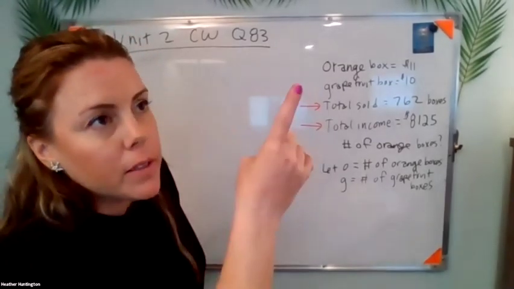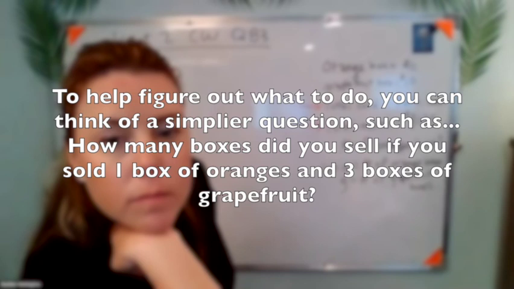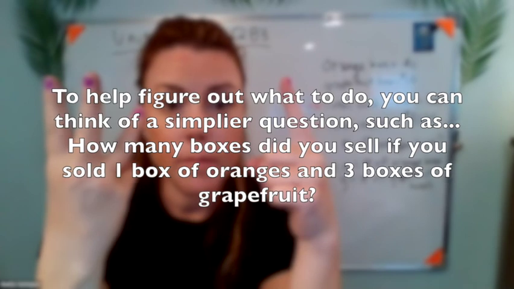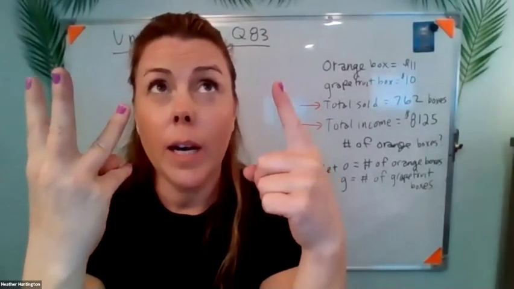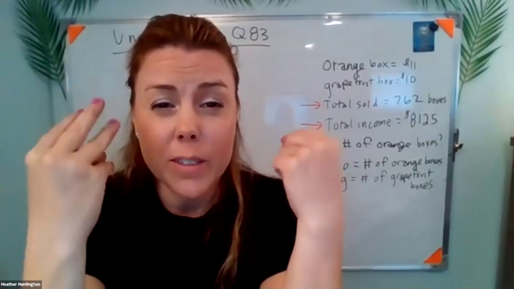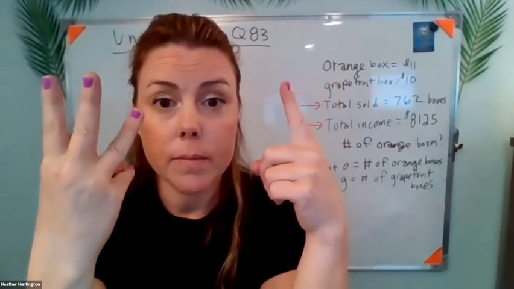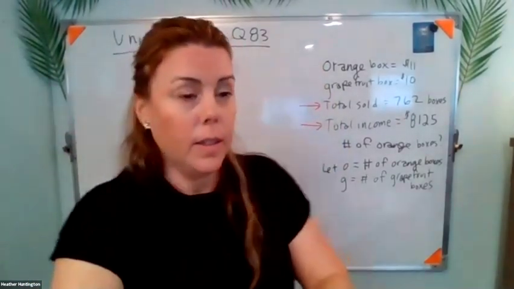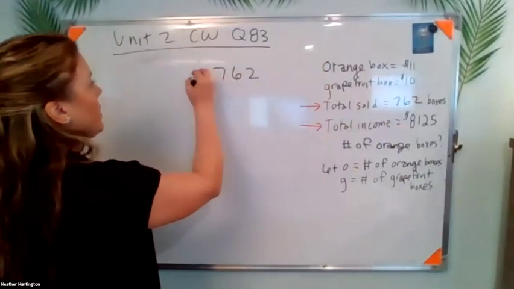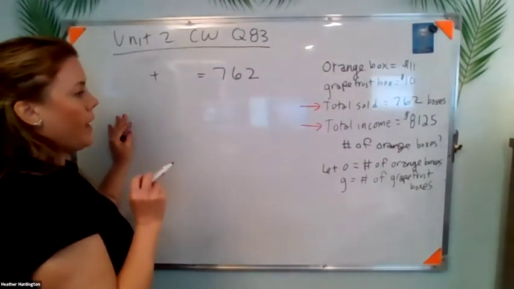So what if you sold 1 box of oranges and 3 boxes of grapefruits? How many total boxes did you sell? 4, right? So I'm using simpler numbers to help us figure out what operation we need to do. So to figure out the total boxes sold, what operation are we doing? Addition. Yes. So if we had sold a total of 762 boxes, then Chris, what should I write on this side? You just said addition. So what am I adding?